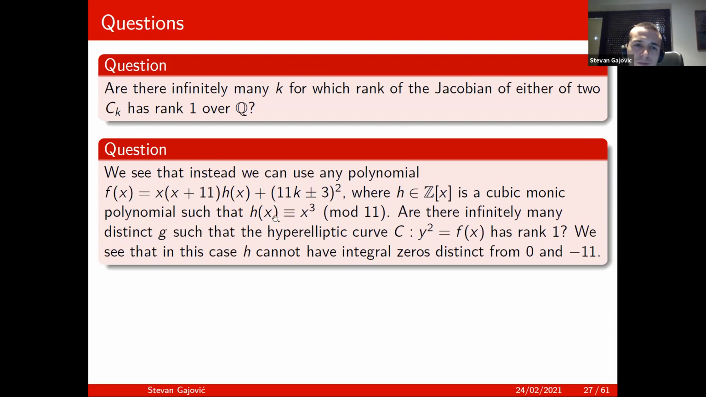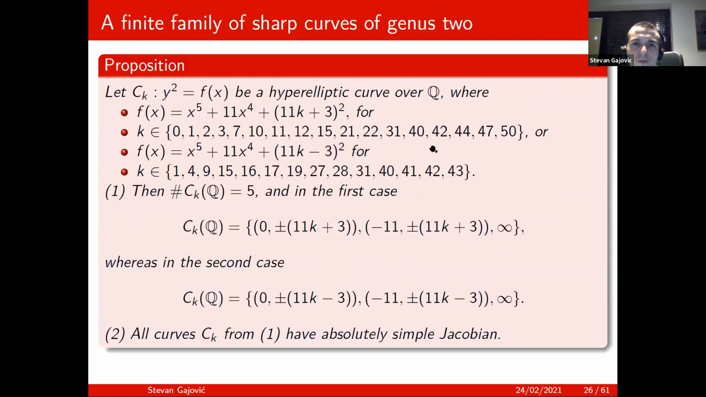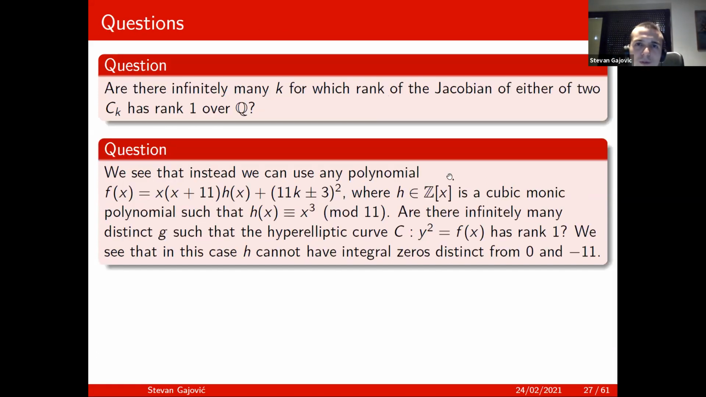And one thing to notice, if h has an integral zero that is not 0 or minus 11, then we would find 2 more rational points. So then the curve would be excessive, and the rank will not be 1, it will be strictly larger than 1. So this is not something we want to happen. And this concludes this section on some family of sharp curves of rank 2.